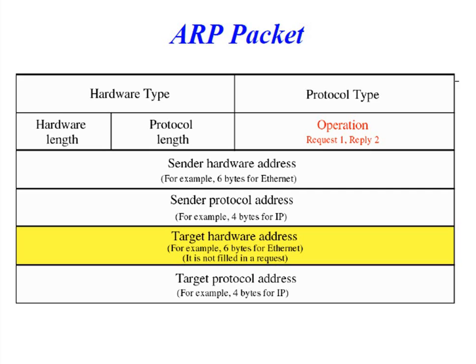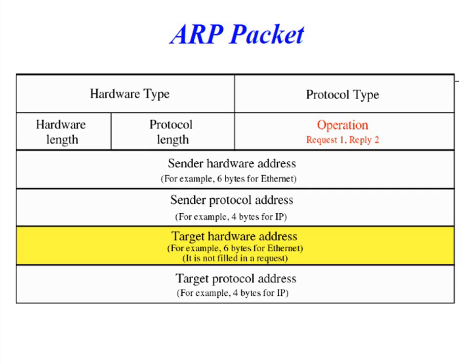Now the operation in case of ARP: operation type 1 is for a request and 2 is for a reply. Then you will have a sender hardware address, that means 48-bit information you will be sending. Then you will be sending the 4-byte IP address. So the 6-byte MAC address you will be sending as the hardware address, and the 4-byte IP address you will be sending as the sender's IP address.